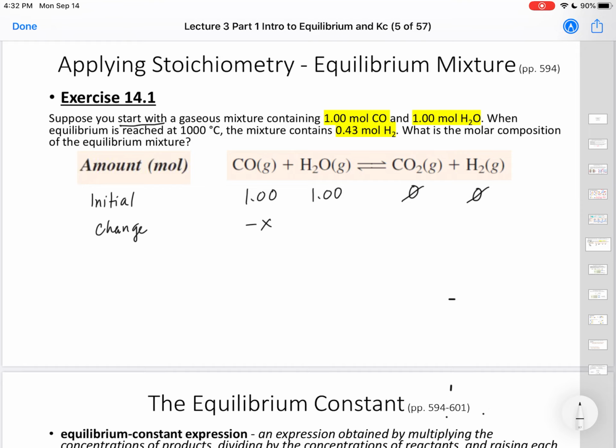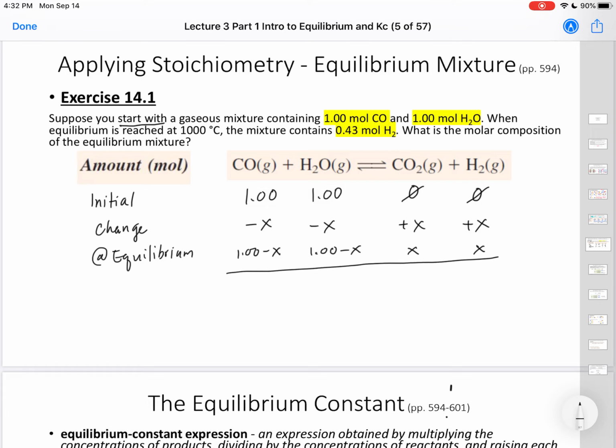As it reacts, it should decrease in amount. So we're going to say minus x, okay? And we're going to form some amount of CO2 and some amount of H2. That's why it is plus x and plus x, because those are the products, okay? So at equilibrium, okay, we're going to have 1 mole minus x, the amount that has been reacted, 1 minus x, and then we're going to have x and x, okay?